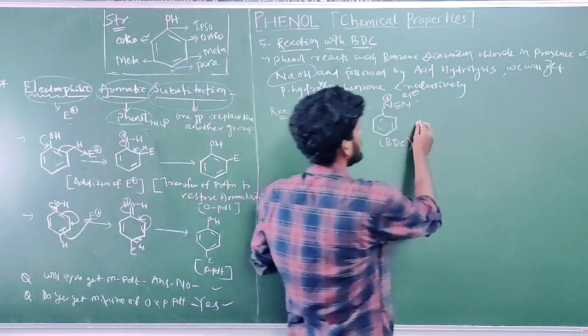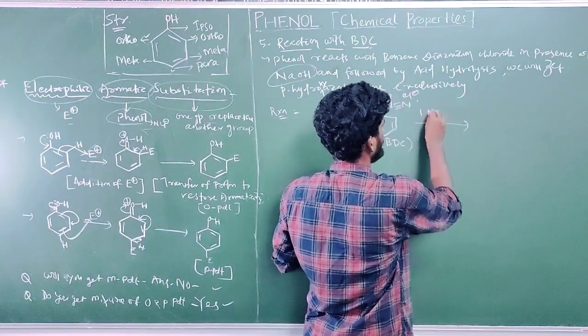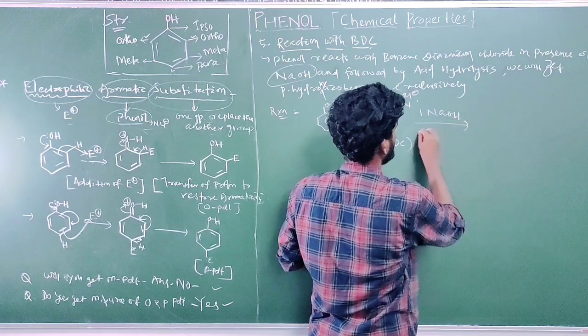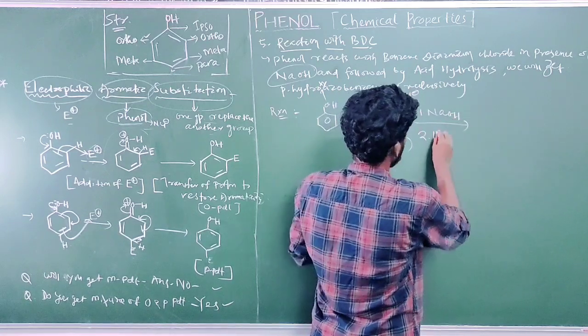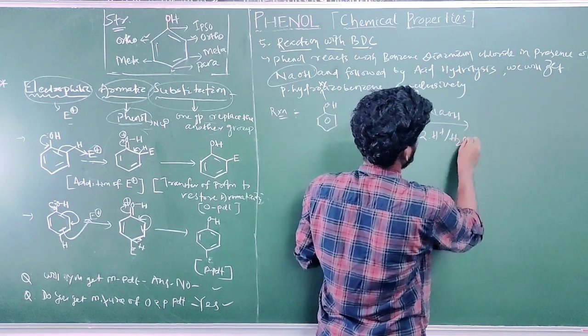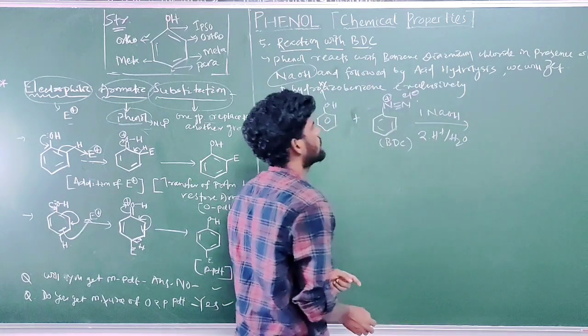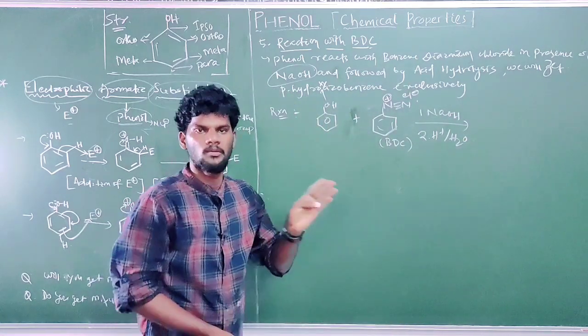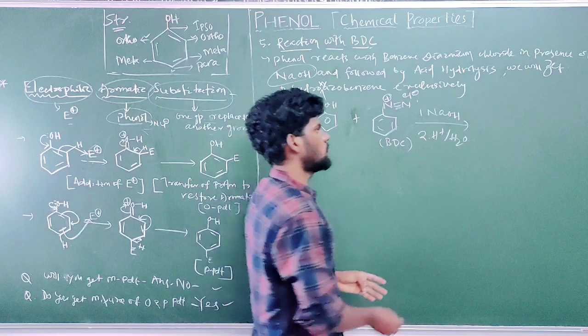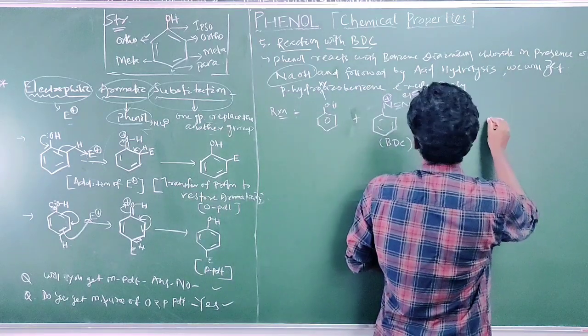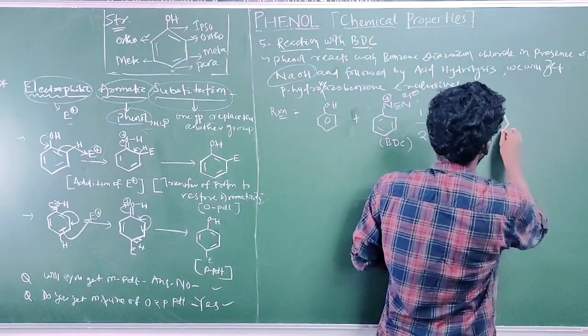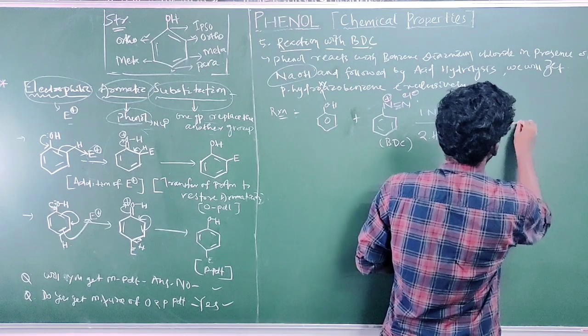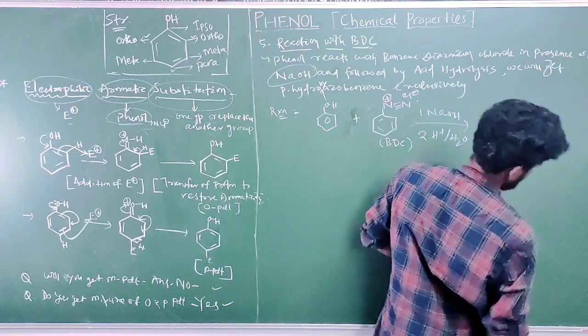This is phenol. You write this point here. In the first step you are using sodium hydroxide, in the second step acid hydrolysis, H plus and water. Okay, we will get para-hydroxyazobenzene. N double bond N, we call it azo. So look at the structure of para-hydroxyazobenzene. This is N double bond N.